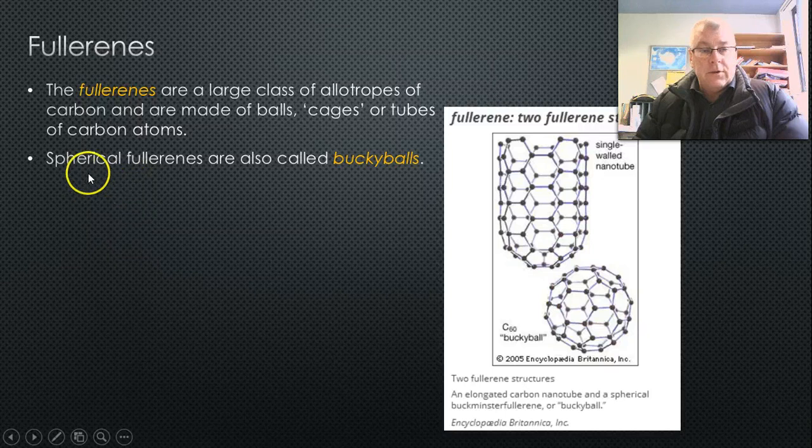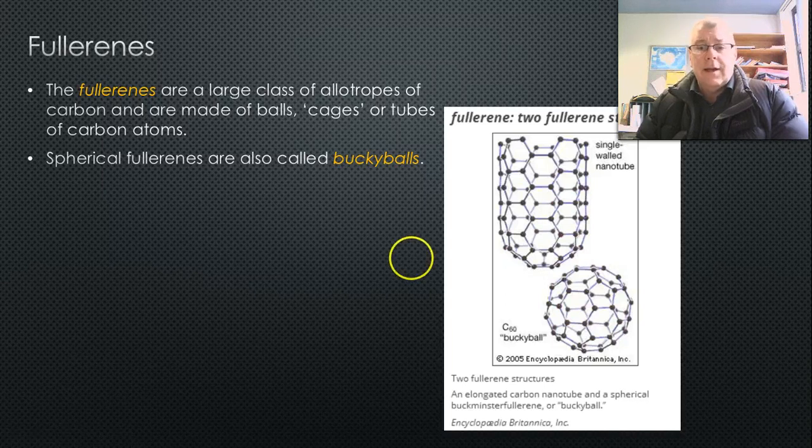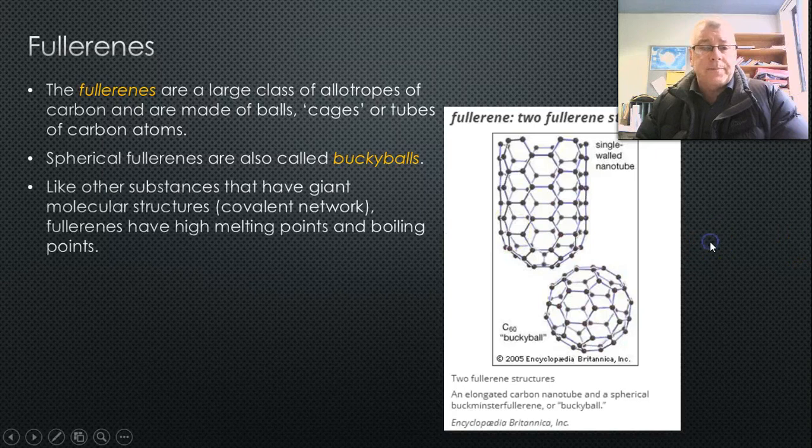Now the spherical fullerenes are also called buckyballs, and they're called buckyballs because they're named after a guy, and I'll show you in a sec. I've sort of got this slightly out of order, but I'll show you why.